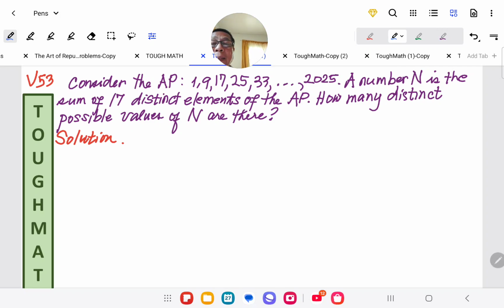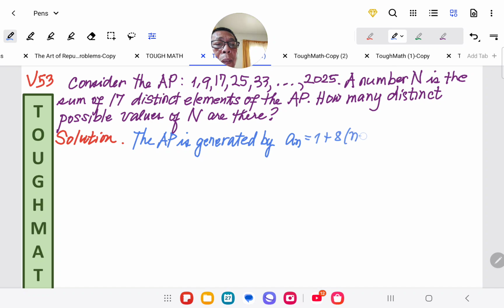The arithmetic progression is generated by a sub n equals 1 plus 8 times n minus 1, with the first term being 1 and the last term, which is actually the 254th term, equal to 2025.